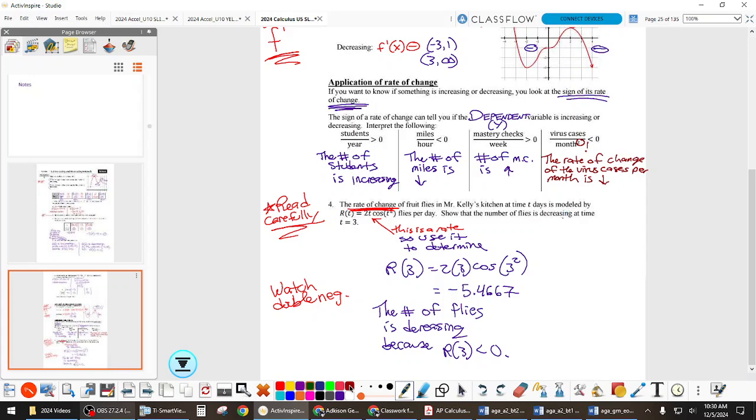We wouldn't want to do r prime of 3, because then that would be the rate of change of the rate of change. We would be one step too far, right? That's why this is a reading caution question, because you could even write it in here wrong. Like, if you said the number of flies is decreasing because r prime is less than 0, you'd be on the double derivative. So that was the big idea there.